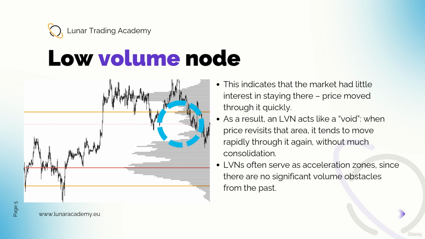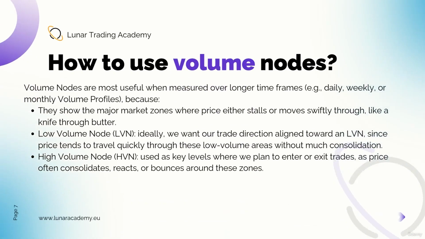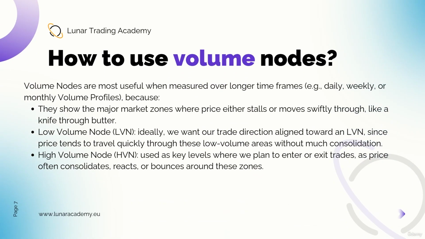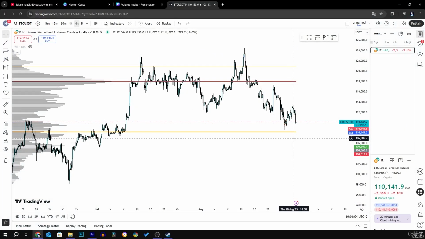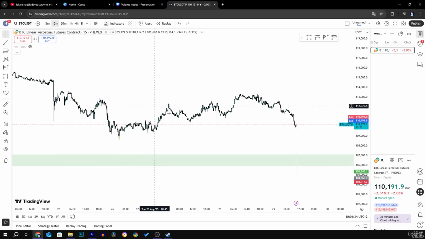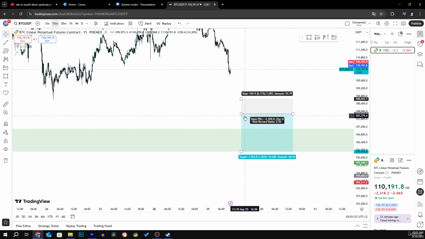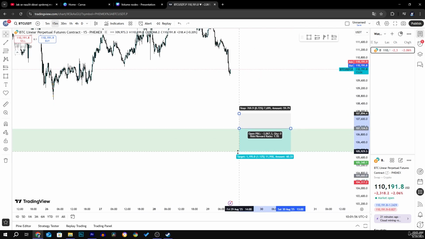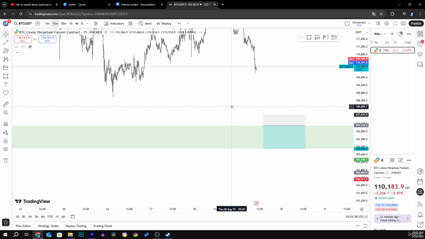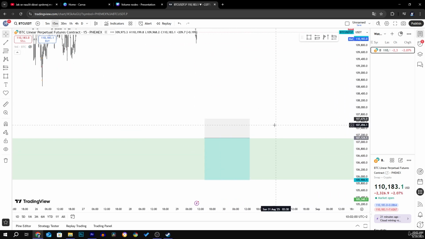So that was the theory, and now how to use these volume nodes. Volume nodes are most useful when we measure them over a longer time period. So when we measure the volume profile of a daily, weekly or monthly period, we identify where during these periods the most contracts were traded and where interest was minimal. Since price tends to move quickly through low volume nodes, we can use these low volume nodes as areas for our trades. To put it simply, there are no barriers in the way. And that's exactly what we want to see, a clean, fast move without unnecessary consolidations.